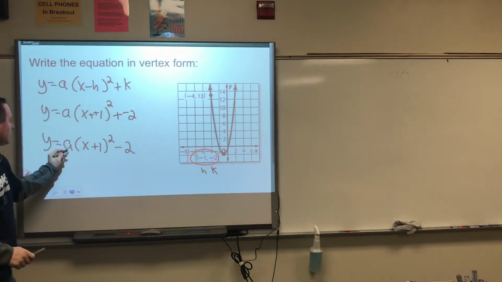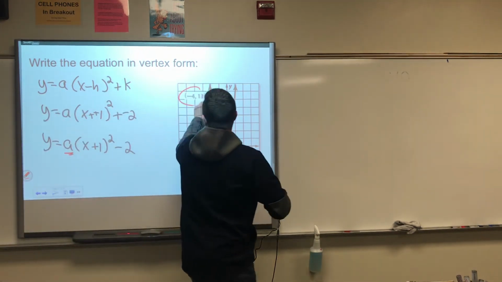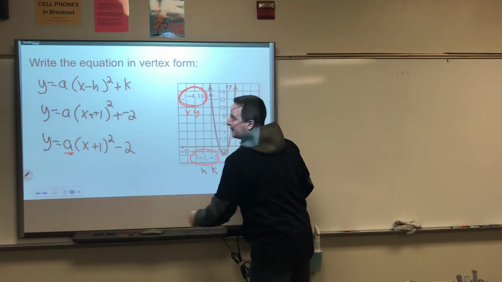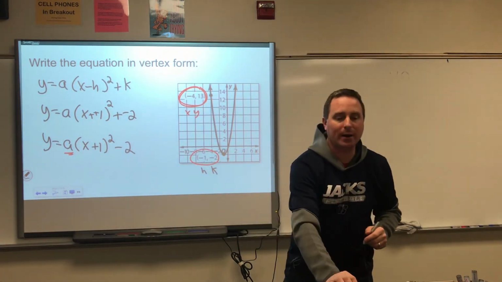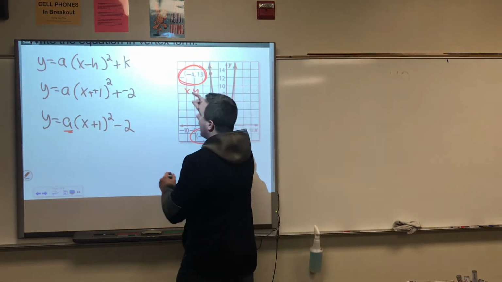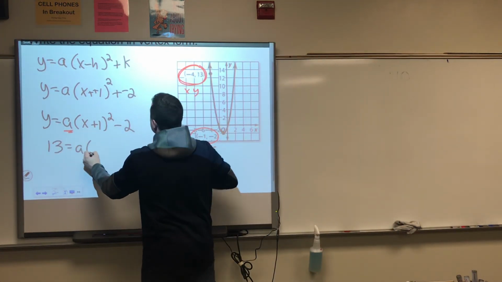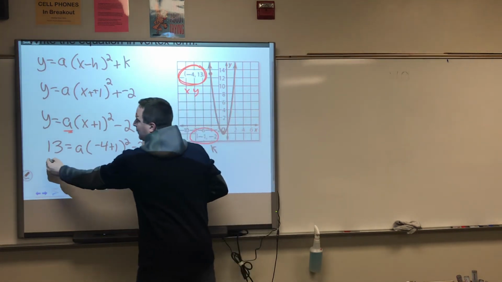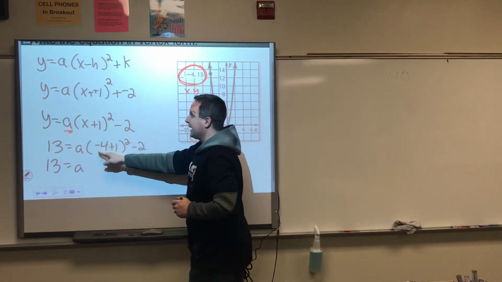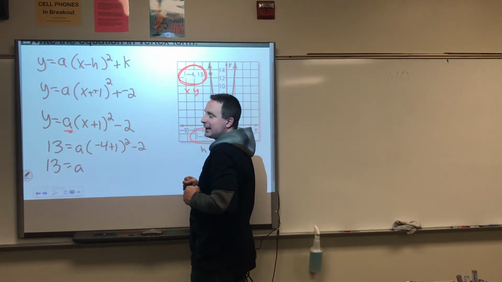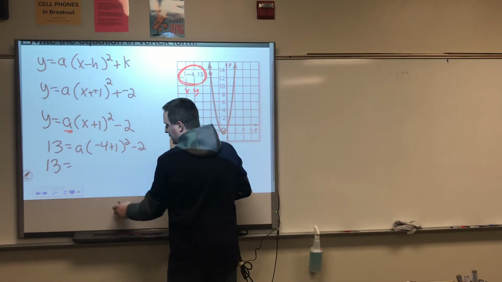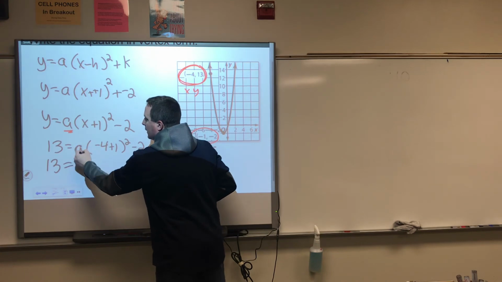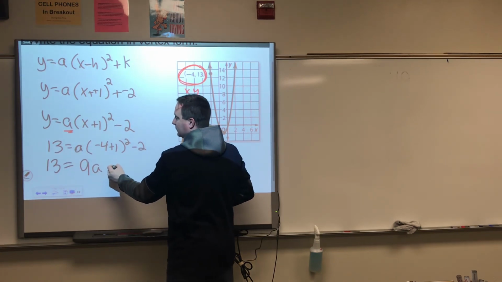Lastly, we have to find this letter a. And the other point that they have on the graph up here is (-4, 13). That's an x coordinate and a y coordinate. If I take that and plug it into my equation, y is 13 and x is -4, minus 2. And let's simplify and solve. -4 plus 1 is -3. -3 squared is 9. This turns into 9a minus 2.